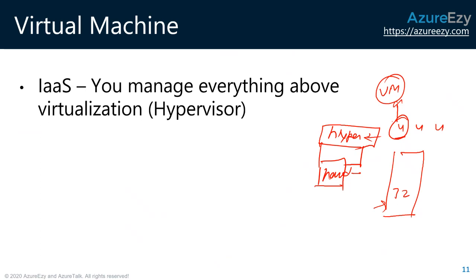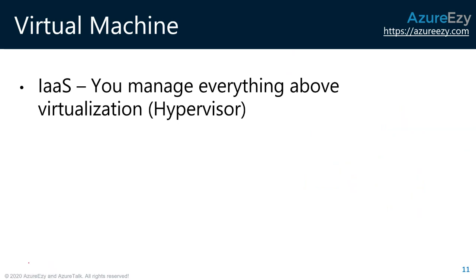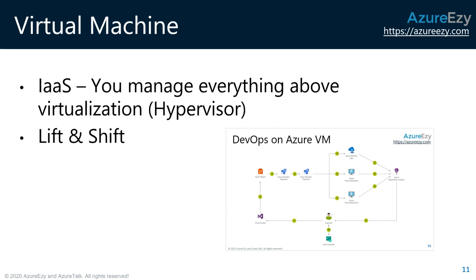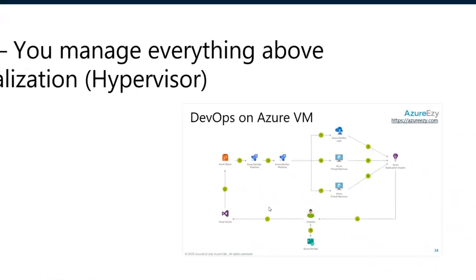Right? Till this level it is taken care of. So you don't really have to worry about Hyper-V, you don't have to worry about hardware, you don't have to worry about dividing these components. As soon as you go to the portal, you select the virtual machine, and then it will create the virtual machine for you based on the configuration you are selecting.